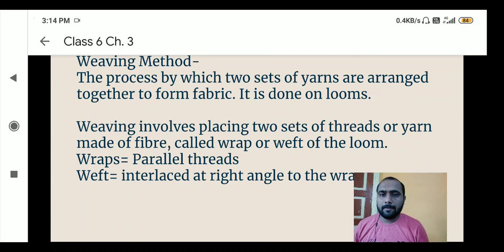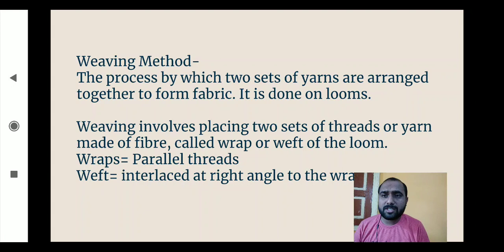Now what is meant by the weaving method? The process by which two sets of yarn arranged together form the fabric. It is done on looms. Now what is meant by loom? A loom is simply a machine. Weaving involves the placing of two sets of thread or yarn made of fiber, called the warp and the weft, on the loom.